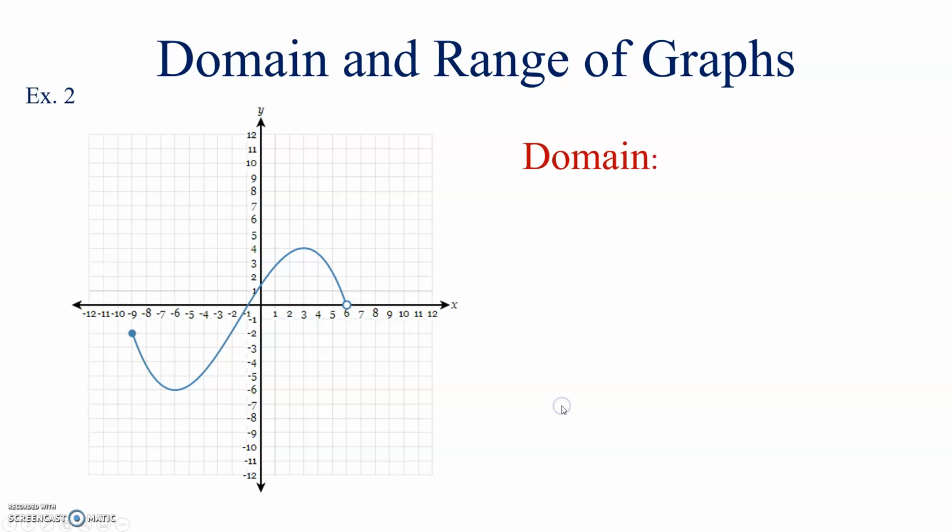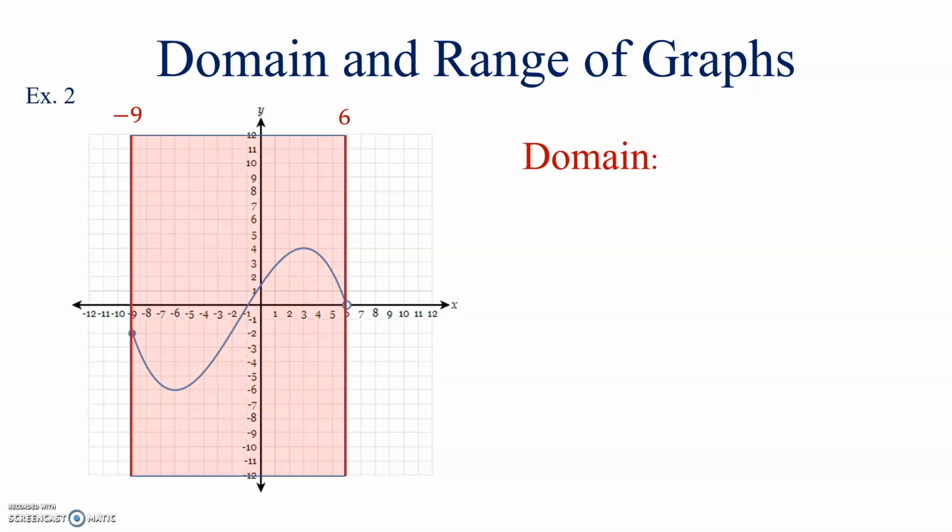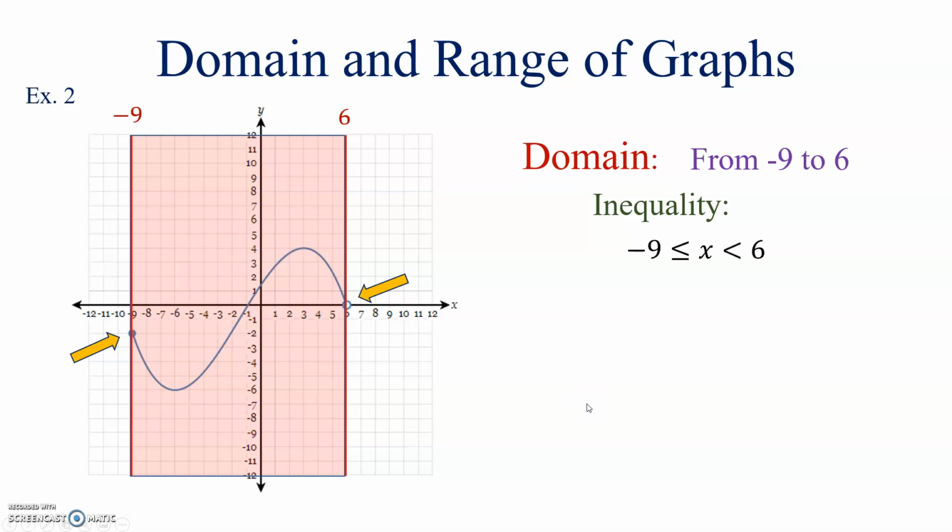All right, so we'll first look at the domain. And again, domain is left to right. So this goes as far left as -9, and it goes as far right as +6. So we have this interval from -9 to +6. Let's go ahead and write it as an inequality. Let's look at the endpoints. We have a closed circle at the -9 and an open circle at the +6. So when we write the inequality, the -9 has the equal, the 6 doesn't have the equal.